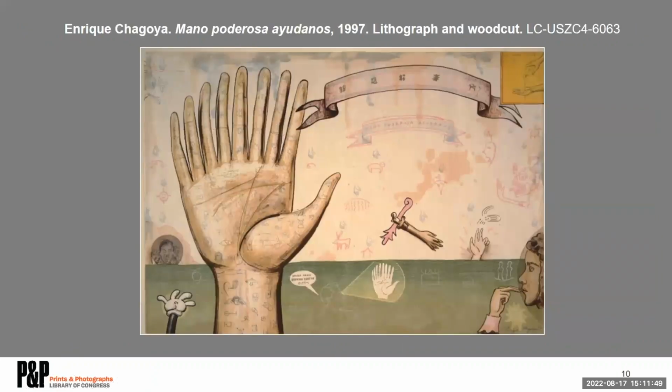The Printed Photographs division has about 15 works by Enrique Chagoya, a Mexican-born American painter, printmaker, and educator. The works we have in the collections were created between 1997 and 2010 and were acquired from a variety of sources. This piece here was created in '97, and it's called Mano Poderosa Ayúdanos, or Hand of Power, and it was published by the studio Shark's.